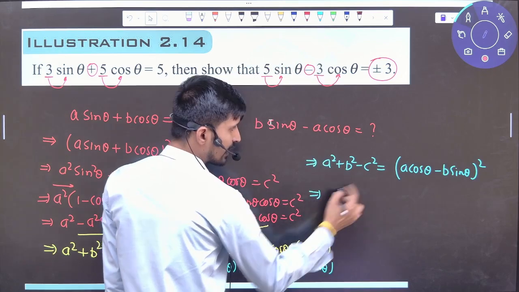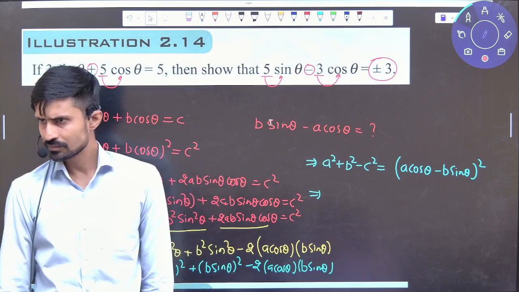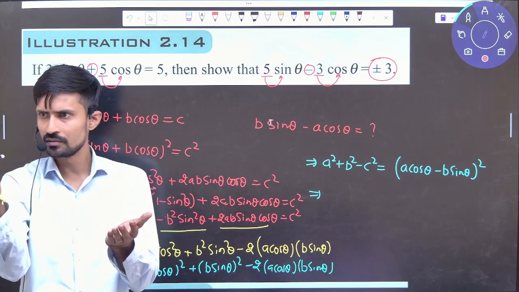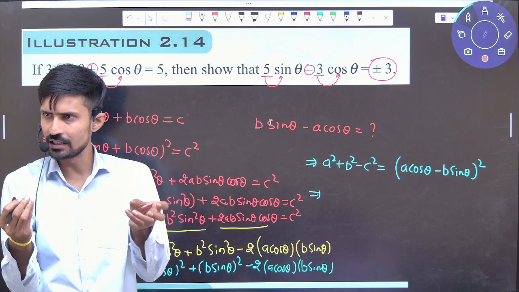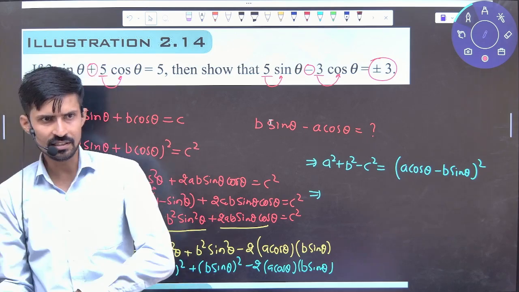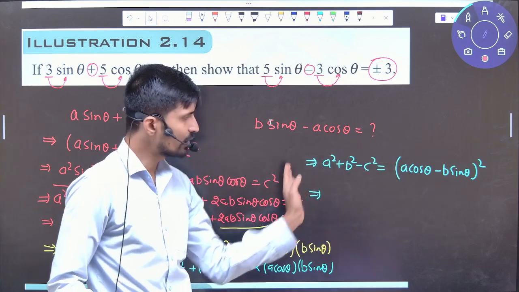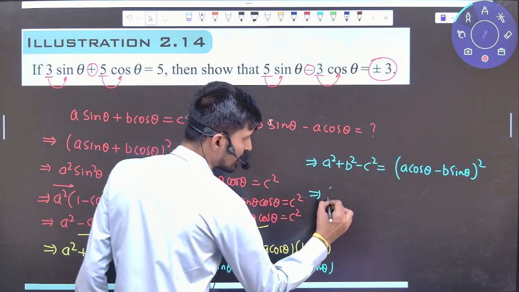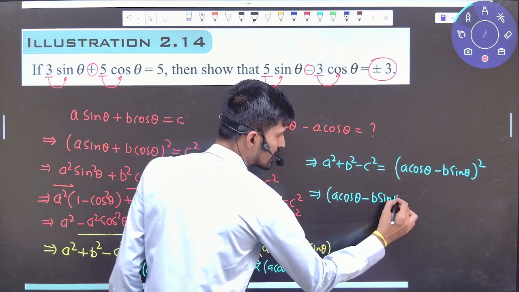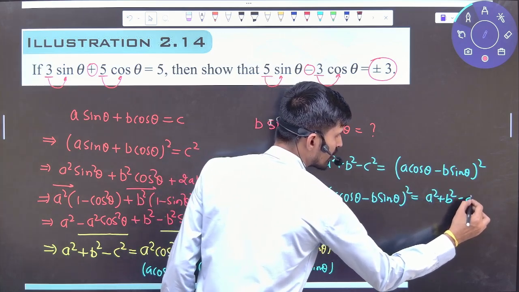And can I write that part this side, that part that side? Yes, na? In a weighing machine, on one side you put that 1 kg, 2 kg, on another side you put vegetables. That we can exchange also, na? So this thing we can write that side, that thing we can write this side. Why? Because of the equals to sign. So that I will write this side, this I will take that side. So what will this become? (a cos theta minus b sin theta) whole square is equal to a square plus b square minus c square.